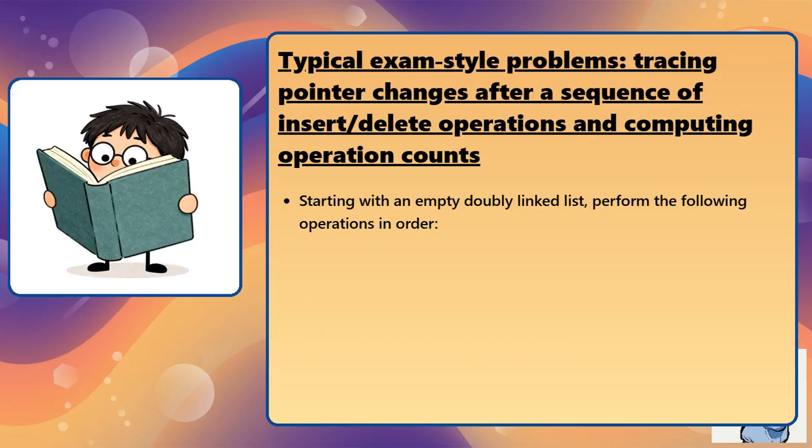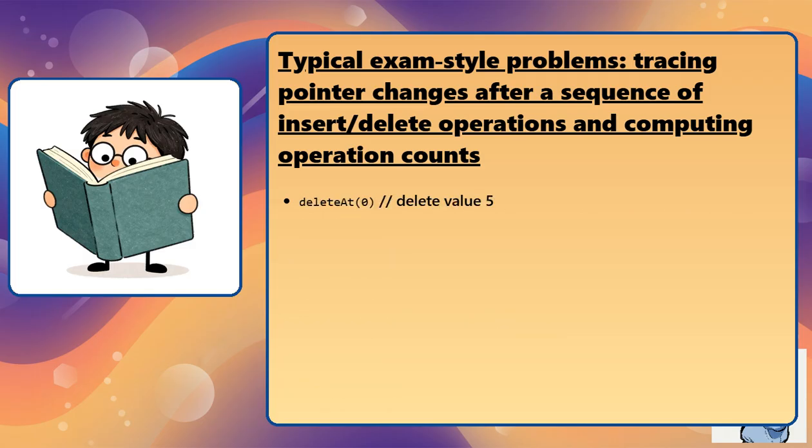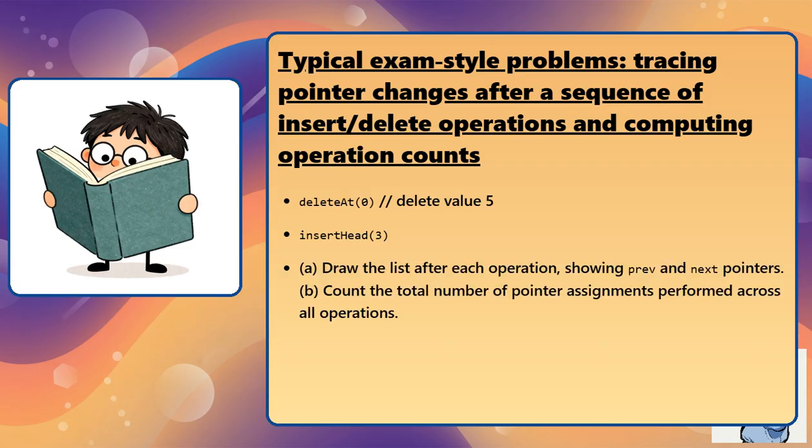Starting with an empty doubly linked list, perform the following operations in order. Insert tail 10. Insert head 5. Insert at 1 the value 7, list becomes 5-7-10. Delete tail. Insert tail 12. Delete at 0, delete value 5. Insert head 3. A. Draw the list after each operation, showing previous and next pointers. B. Count the total number of pointer assignments performed across all operations.